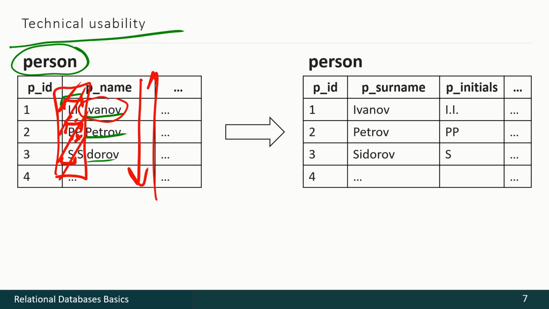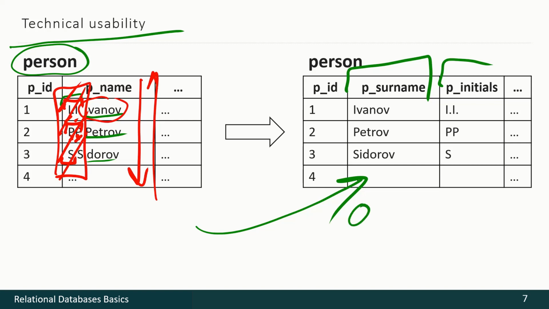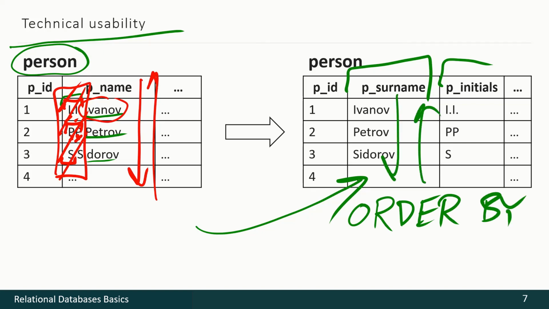This technical decision is not so easy as it seems. It will significantly decrease performance, there is high probability of making a mistake, and so on. But if we, from the beginning, rearrange the schema, if we store surname and initials separately, here we have no problems at all. We just use order by operator and we easily sort this table by this field without any additional operations.